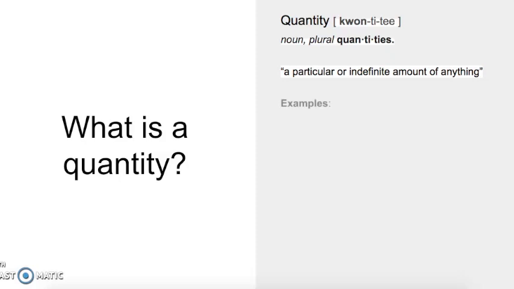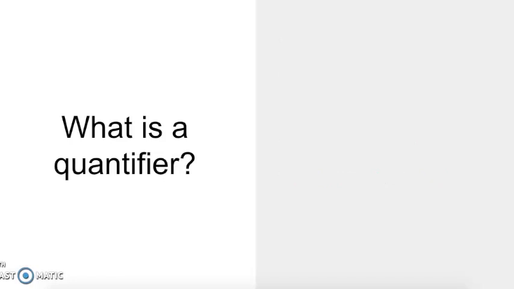So for example, that's a small quantity of milk, meaning that's a small amount of milk. And then you have, for example, the ocean has a vast quantity of fish. So there's a lot of fish in the sea, in the ocean. So that's an example of the meaning of quantity. So now let's look at what a quantifier is.